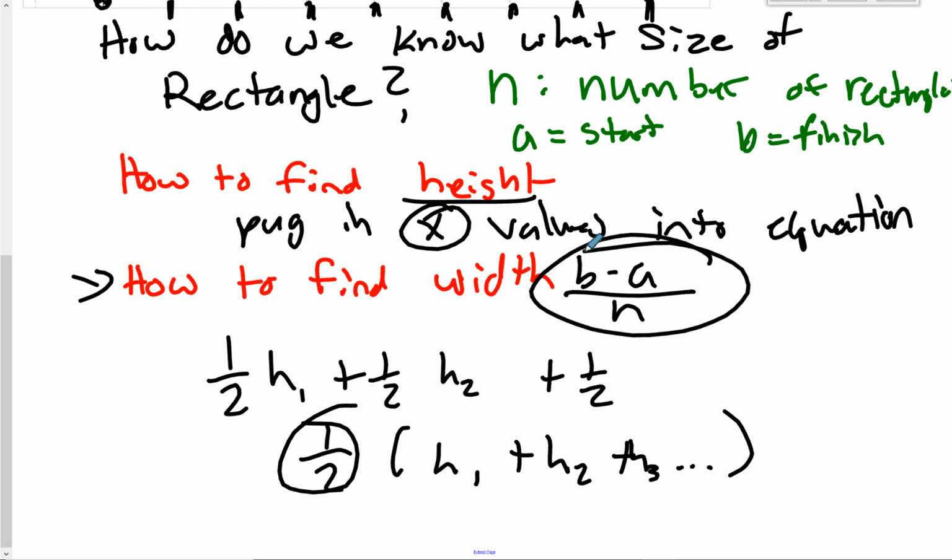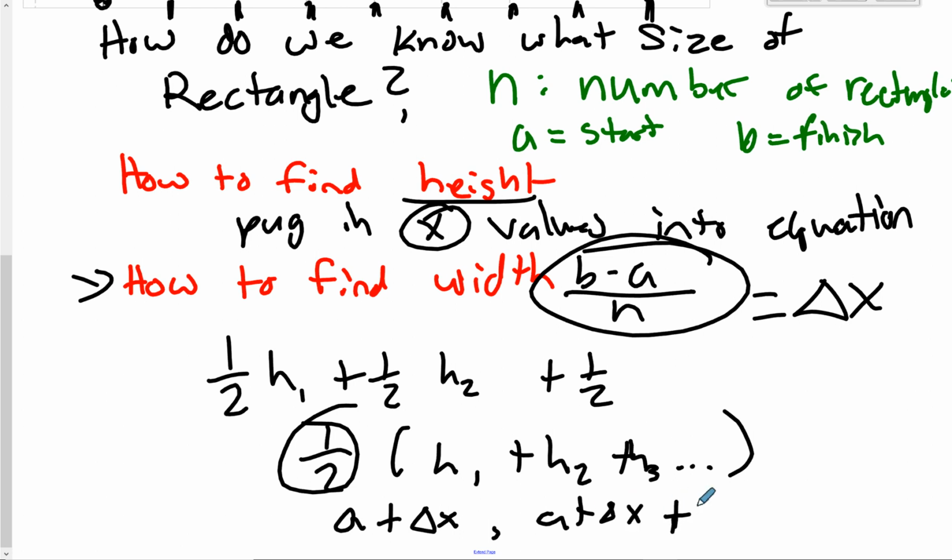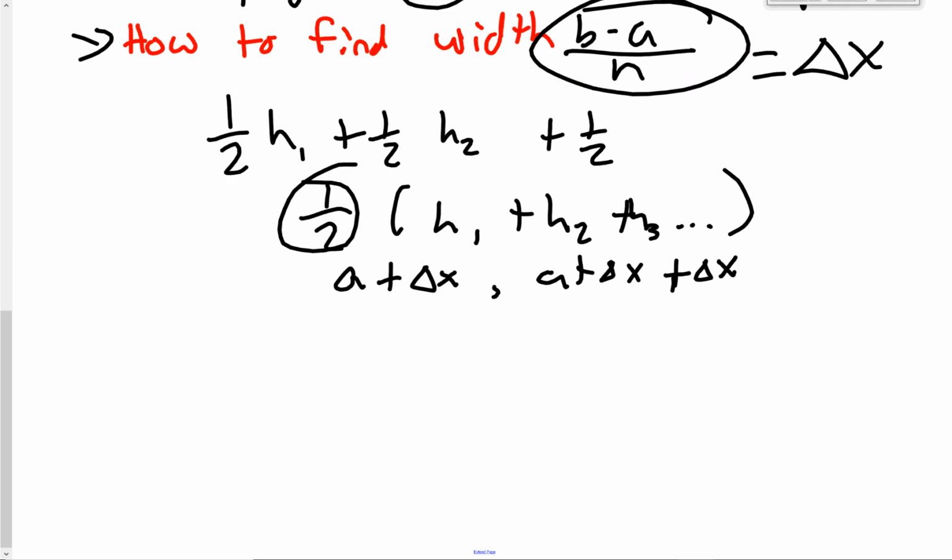We find our widths by this, and then we start out our A, and we just add whatever that width is. And that width is called the change in x. So we just add the change in x, and then we take that number and just add the change in x again. So plus another change in x, which is just 2 change in x, 3 change in x, and so on to find our x's. Then we plug those in order to find our y values.